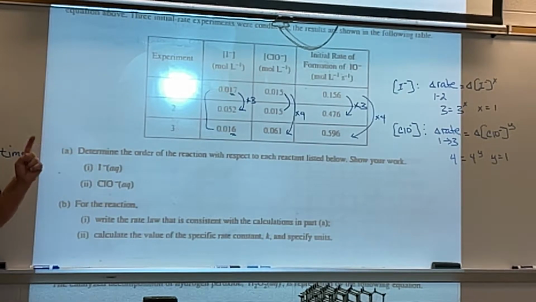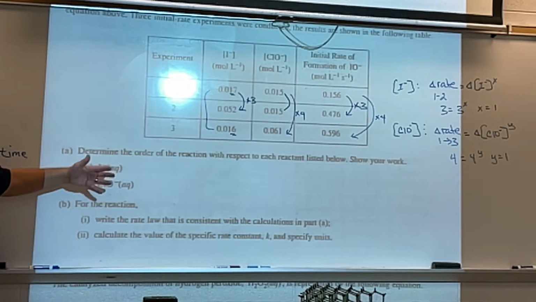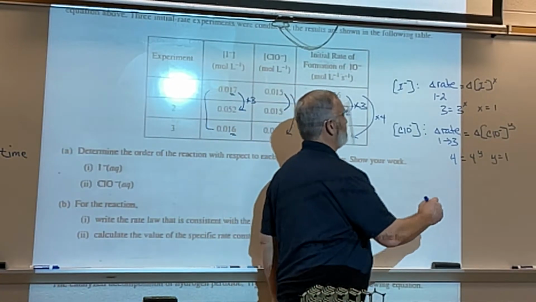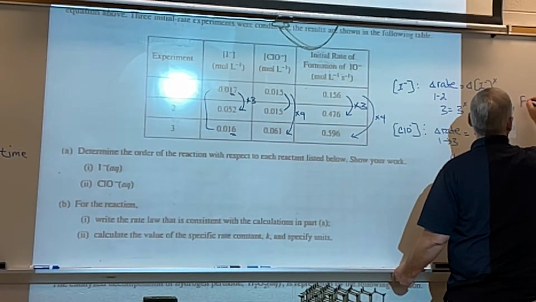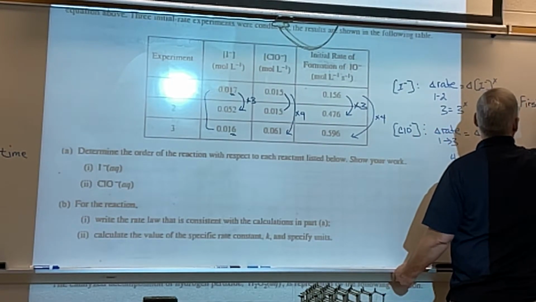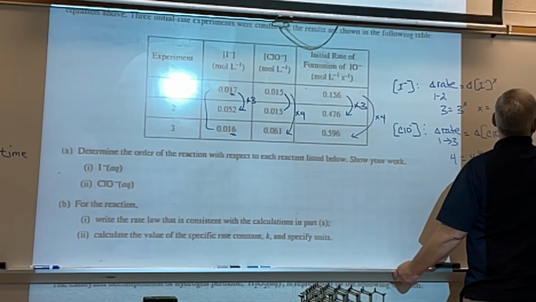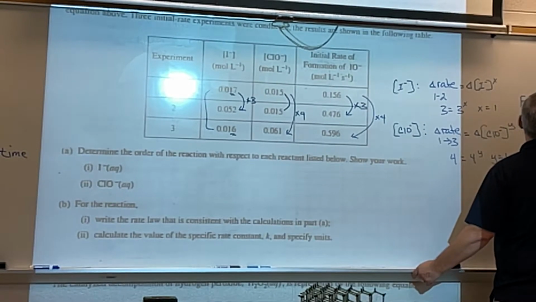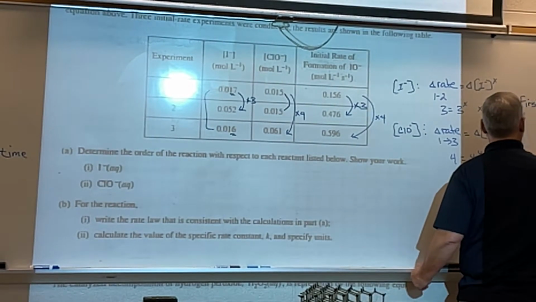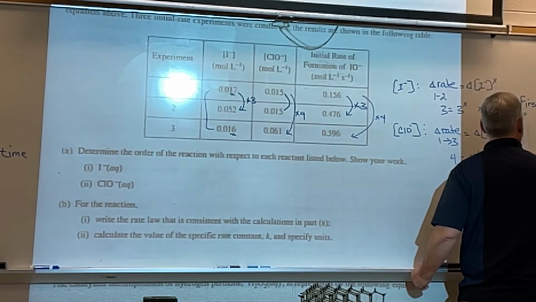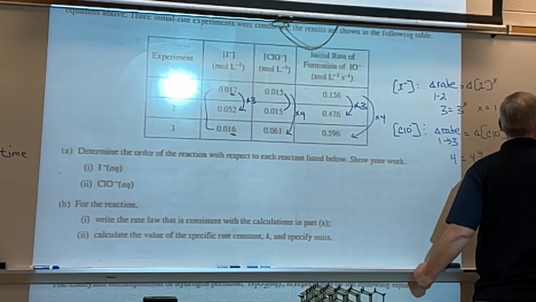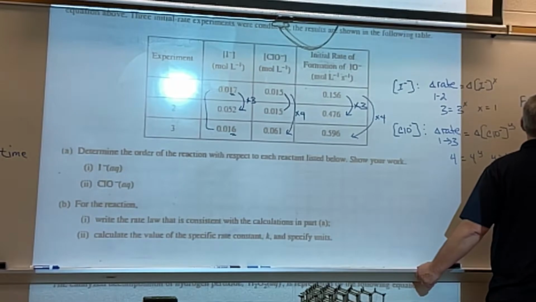So to determine the order of the reaction, don't just say x equals 1, y equals 1, because what does the question ask? What's the order? So then you have to say first order for I minus, first order for ClO minus.